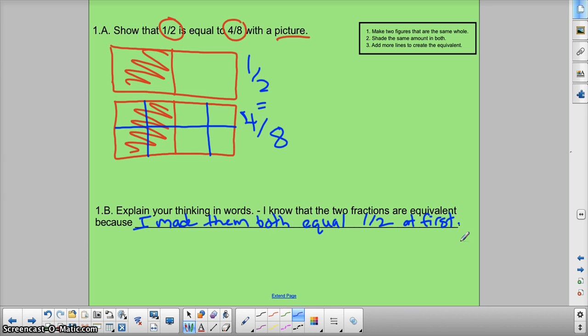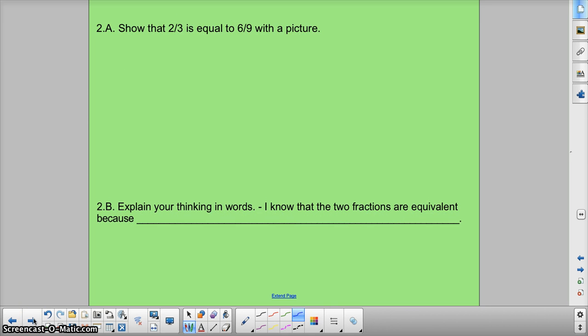If you're ready, let's look at number two. Okay, show that 2/3 is equal to 6/9 with a picture. So we have to prove it. They're telling us they're equal. They just want us to show it. Okay, so we're looking at 2/3 and 6/9.